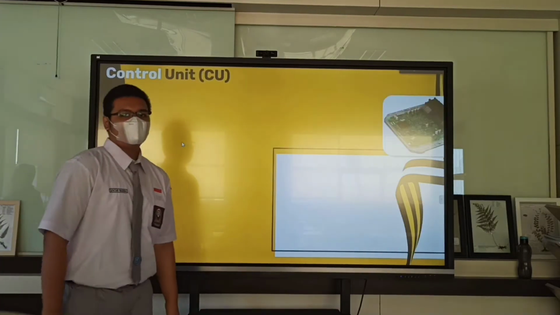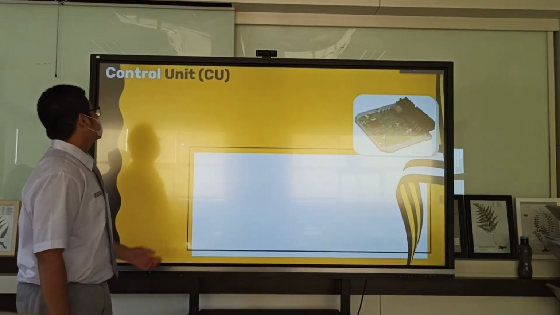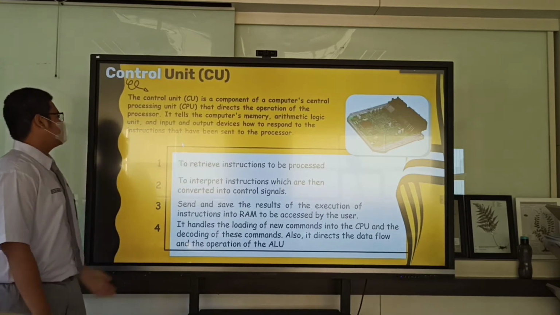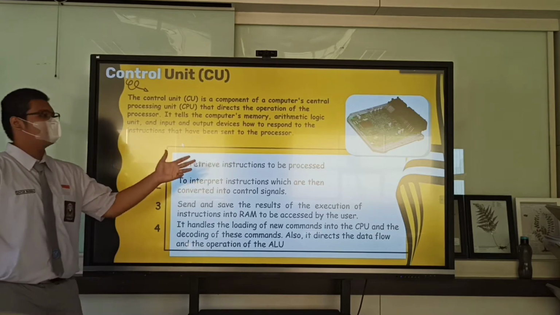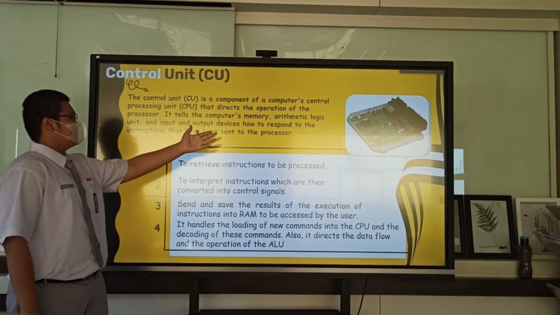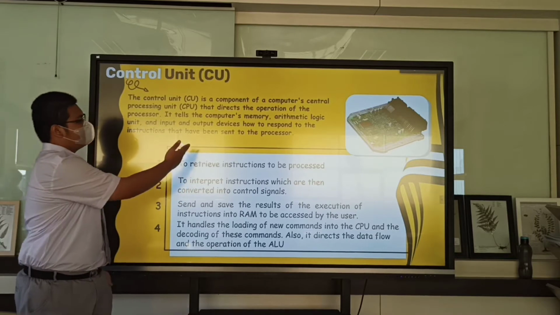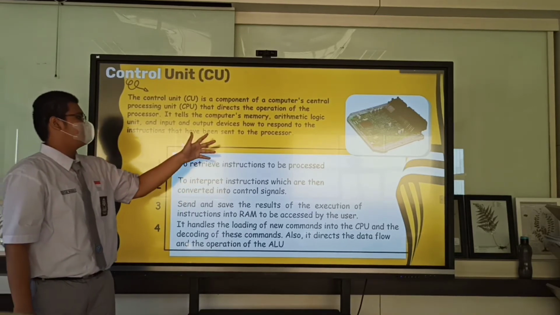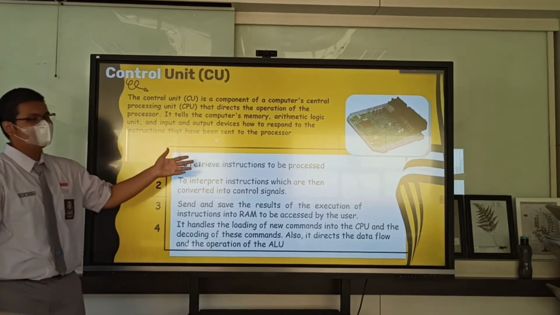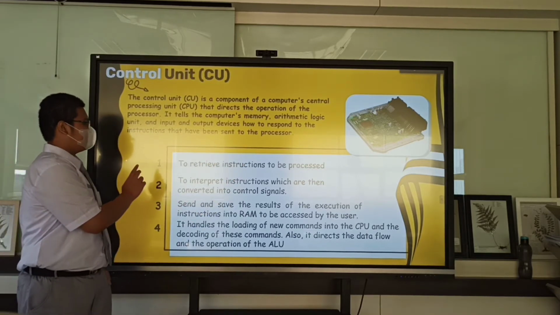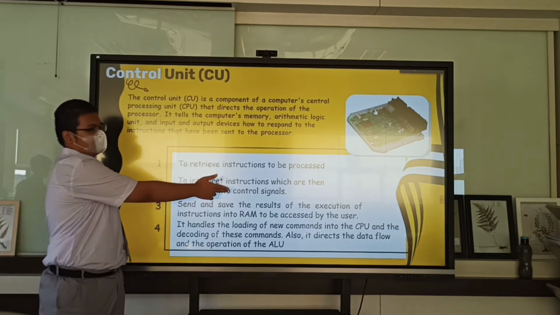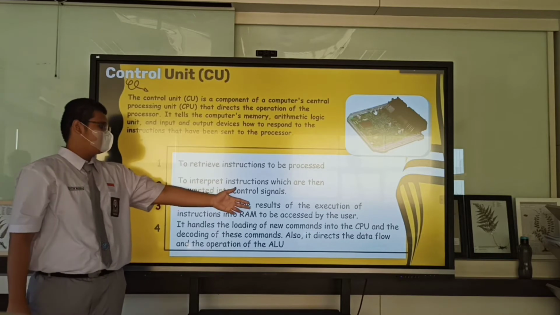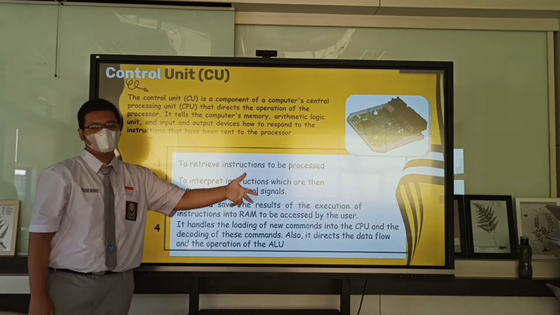So, I'm here going to explain about the control unit or CU. The control unit is a component of the central processing unit that directs the operation of the processor. It tells the computer's memory, arithmetic logic unit, and input-output devices how to respond to the instructions that have been sent to the processor. The function of CU is, first, to retrieve instructions to be processed. The second is to interpret instructions, which are then converted into control signals.